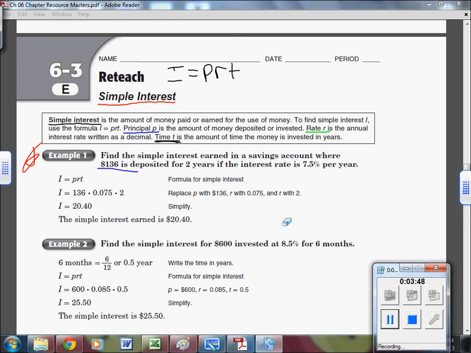So the amount they deposited, that initial amount, that's going to be the principal. Okay, so that's going to be our principal. So you're going to plug that in where P goes. So P is normally the first number. This question says we're solving for how much interest we earned.